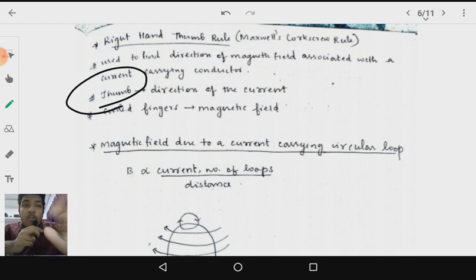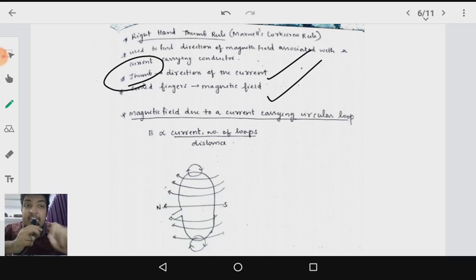That is, the thumb always will give us the direction of current and the curled fingers will give us the direction of the magnetic field. Next is the magnetic field due to a current carrying circular loop. Again, you have a detailed derivation in class 12th, but just now we have to study that the magnetic field, which is always denoted by the letter B, is directly proportional to the current, directly proportional to the number of loops which are present, and inversely proportional to the distance.